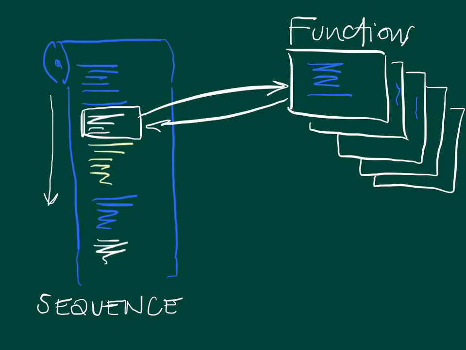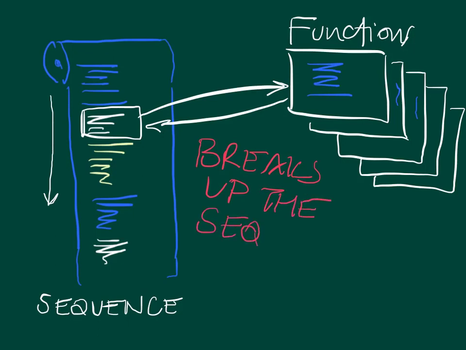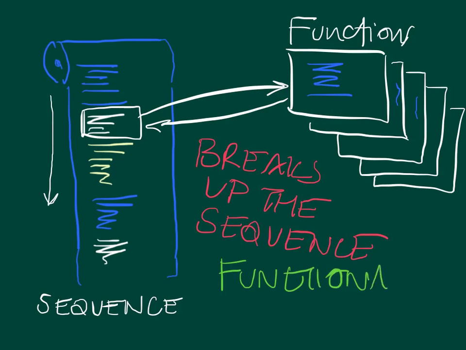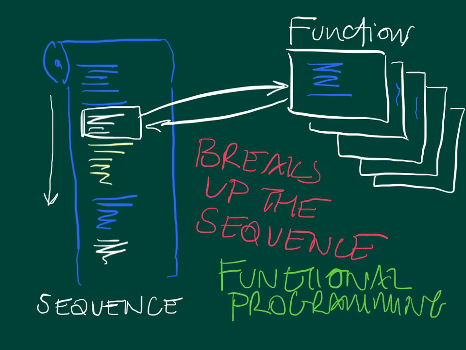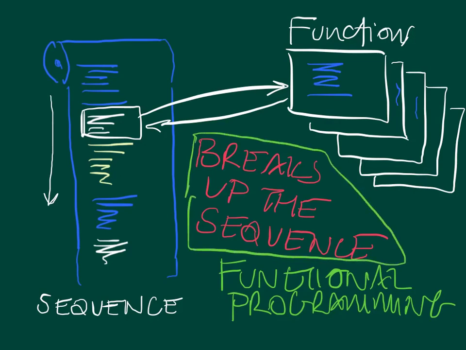So this essentially breaks up the sequence of code. And this idea of functional programming, in this particular way, at one level, it breaks up a sequence of code to allow you to call and use functions.